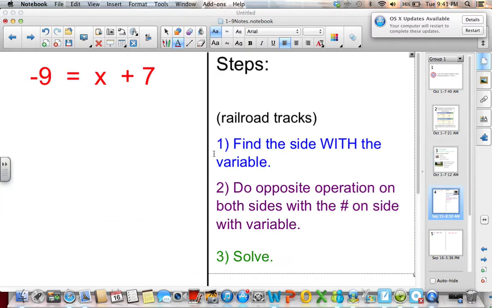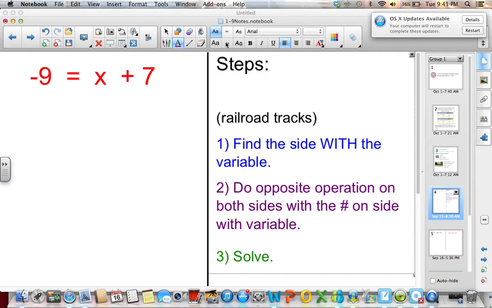Okay, so now if we have a problem, let's do our problem and figure it out that way. So if I have negative 9 equals x plus 7, I want to solve for x. I want to figure out what number plus 7 equals negative 9. You can probably think in your head, maybe, and just figure it out that way. But eventually we're going to have way trickier problems that you won't be able to just figure out in your head.